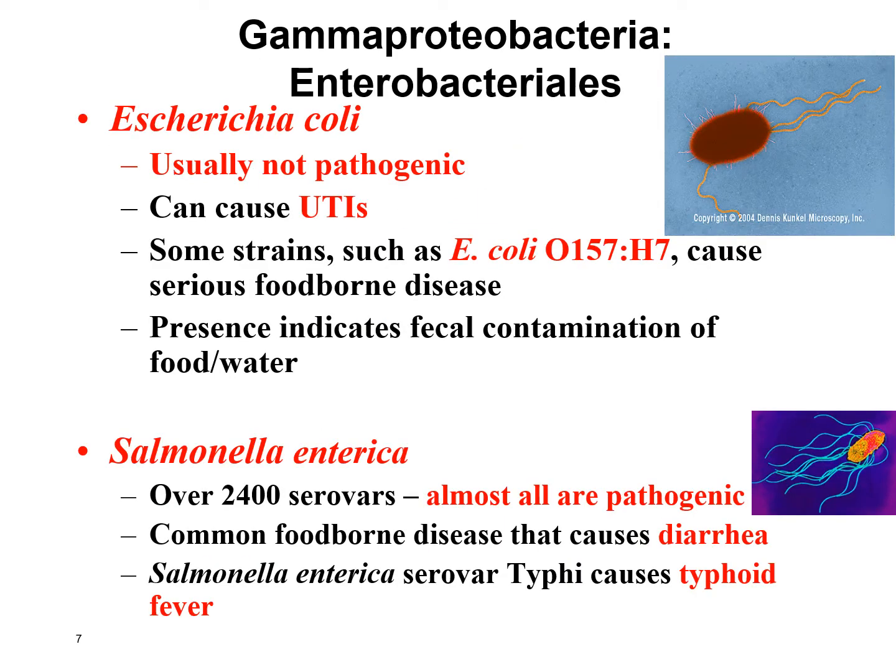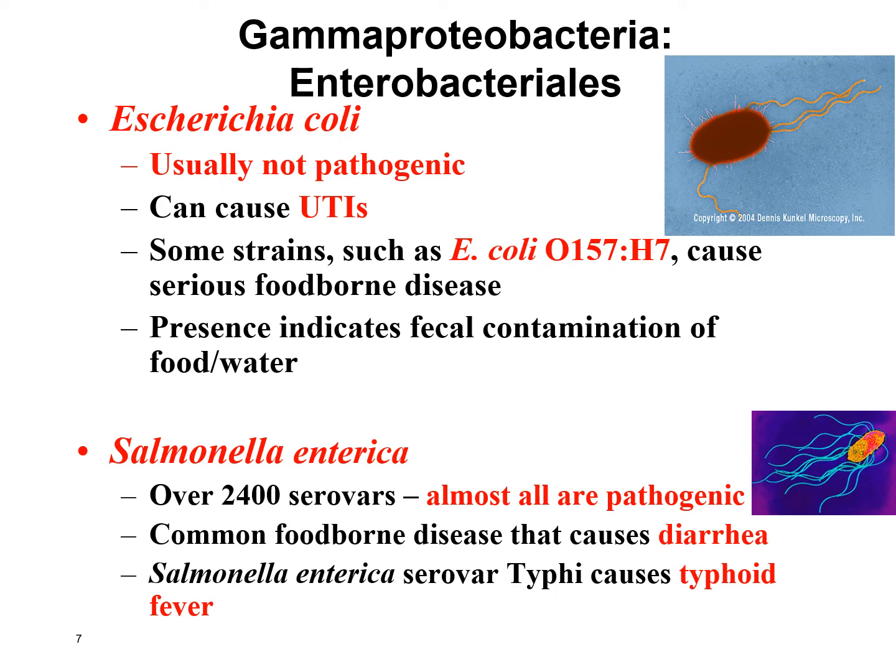As we've talked about before, E. coli normally lives inside of our GI tract, and it normally doesn't cause disease, so it's not pathogenic. But it can cause disease if it gets in the wrong place. So for example, if it crawls up the urethra and gets into the bladder, it could cause a UTI.